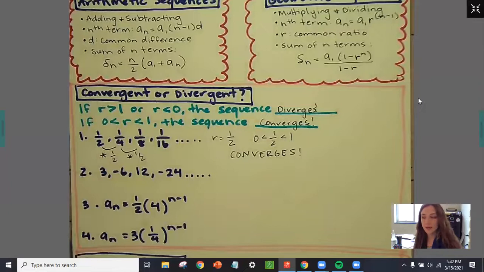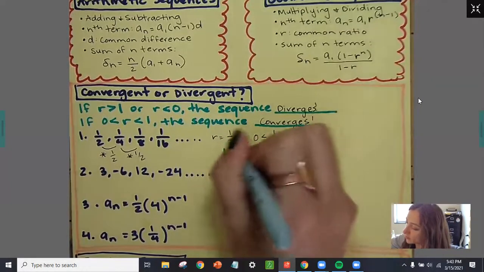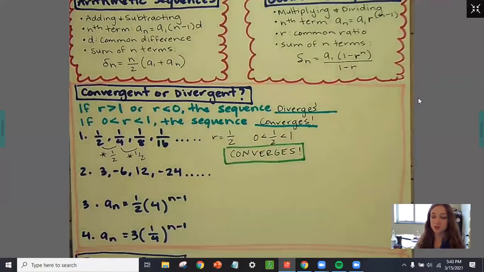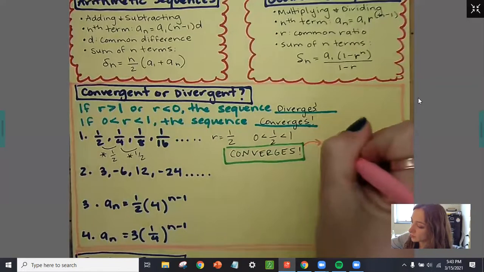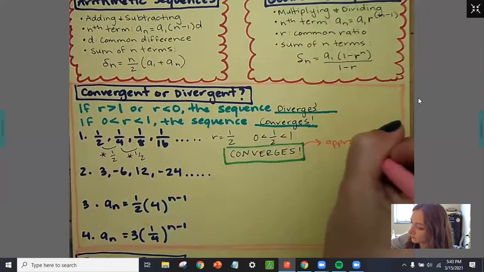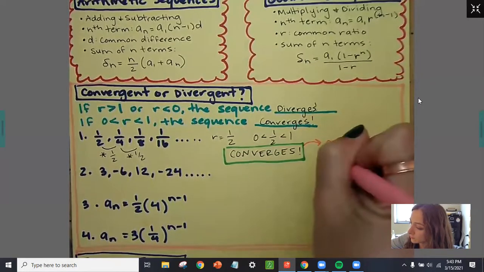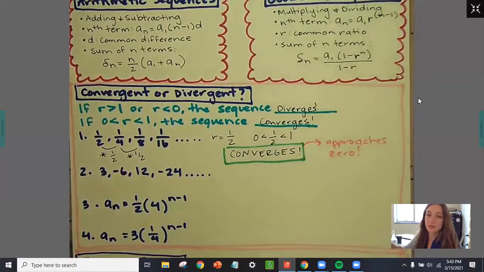And what converges means is that it's going towards a number. So this number is just going to keep getting smaller and smaller, and in fact, this is going to approach 0. But really converging means it's just going towards a number. So this one is particularly going towards 0.